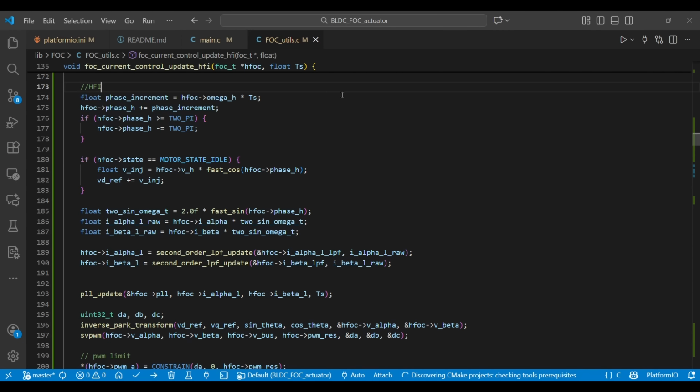The next step is processing the current response. We take the I alpha and I beta currents, then multiply them with 2 sin(ωh t).